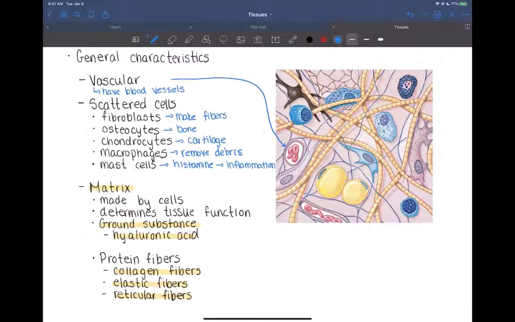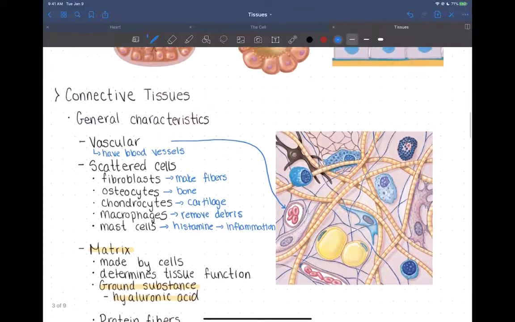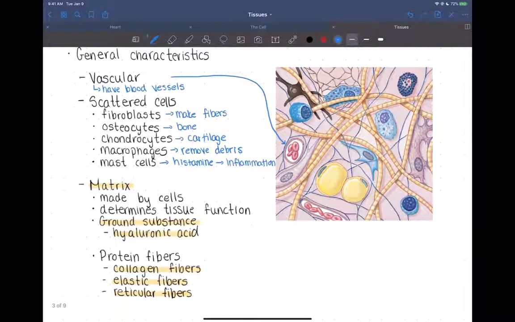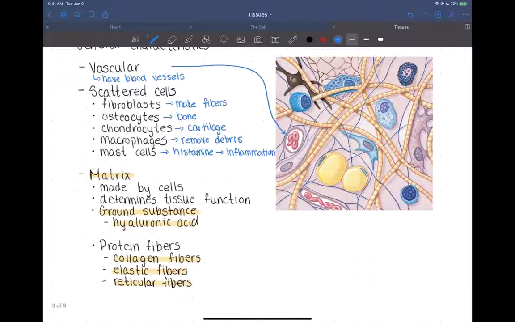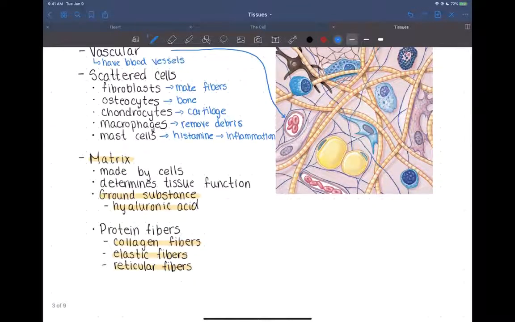So these are some of the cells that we're going to see as we go through the different types of tissues, and we'll talk about them then as well. These cells are going to be scattered. They're not all tightly packed together for these connective tissues. And then also connective tissue is composed of, in addition to the scattered cells, matrix. That matrix is made by the cells, and it consists of two big parts. The matrix has the ground substance, and it has fibers.